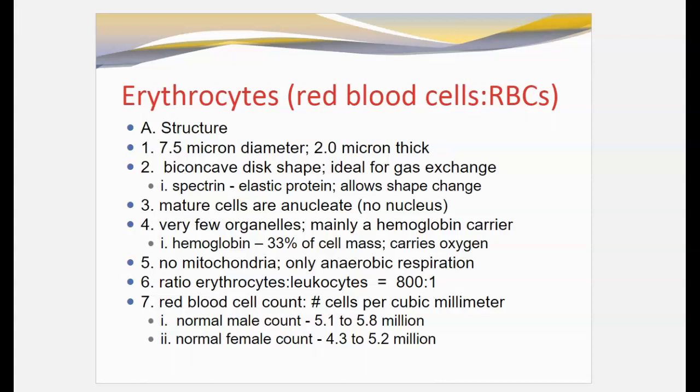No mitochondria, so it only gets its ATP through anaerobic respiration, which means it does not carry on into the Krebs cycle and the electron transport chain, which are found in the mitochondria. It only undergoes glycolysis, only gets 2 ATP for every 1 glucose. There is a ratio of red blood cells to white blood cells in a healthy individual. Once again, you can see the cell counts are different between male and female, probably due to testosterone once again.